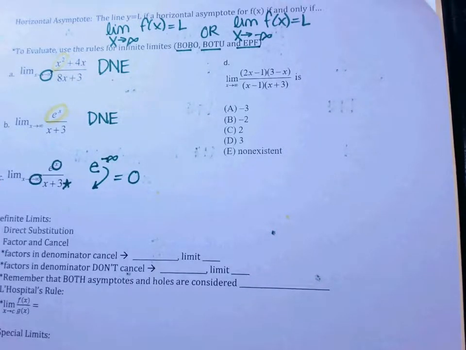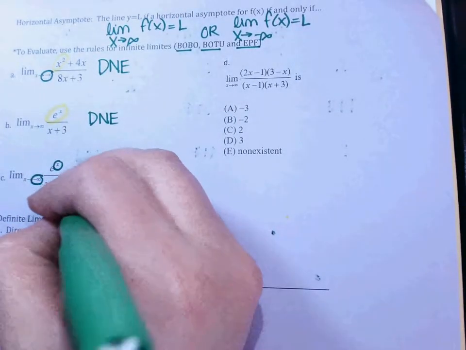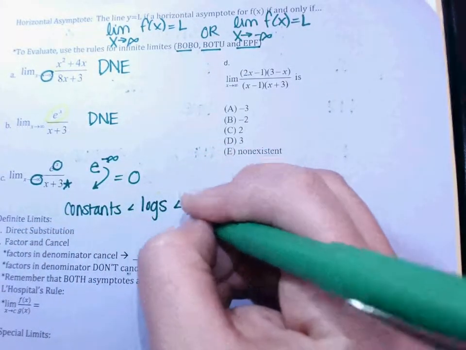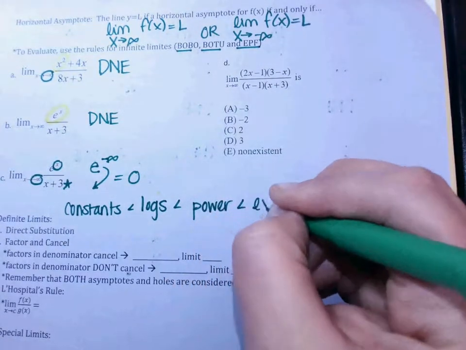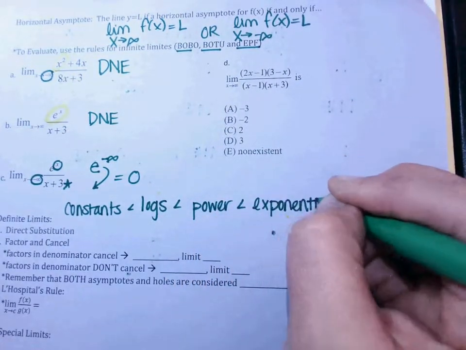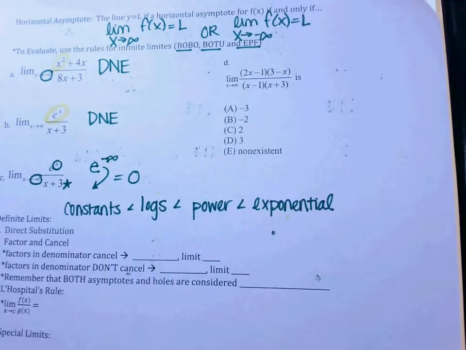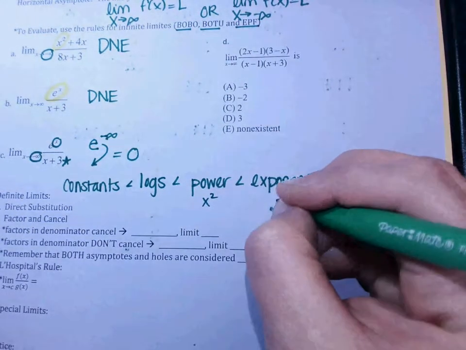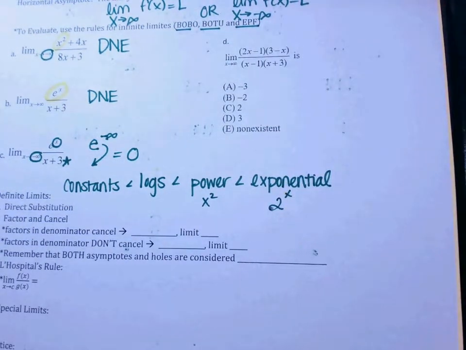Now notice, D is all factored up, but you can still do it. You're going to have to times it out, and then use your rules. Constants would be the smallest, then logs, then powers, then exponentials. And then remember, the difference between a power and an exponential is that a power is like x squared, an exponential is like 2 to the x. So it depends whether the variable is the base, that makes it a power, or if the variable is the exponent, that makes it exponential.